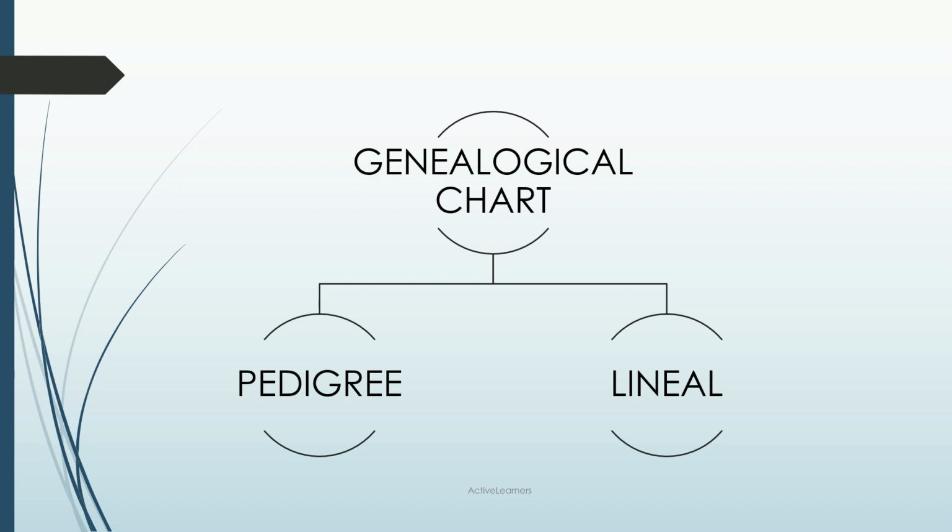If you are taking the genealogical chart, we will represent our family members in the representation of a chart. Here, the genealogical chart can be classified into two types. One is a pedigree and the next one is a lineal. How we are going to represent our family in terms of a chart, we can take these two representations.